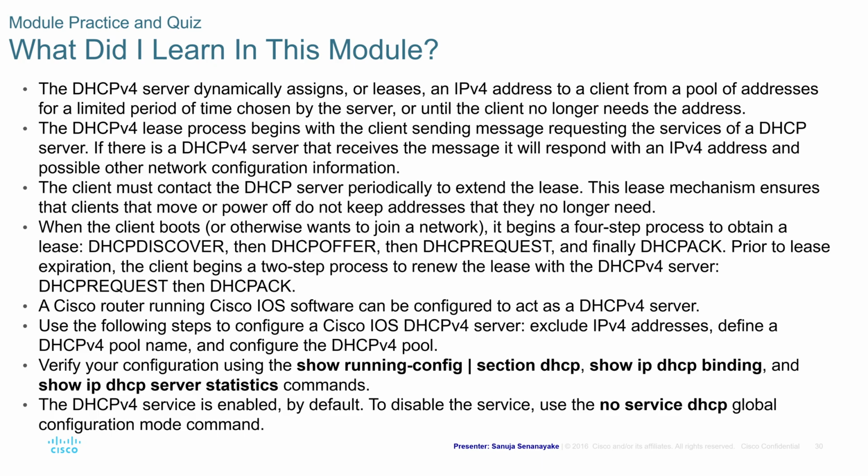When the client boots or otherwise wants to join a network, such as connecting to a Wi-Fi network or connecting your already booted-up computer to the network for the first time, it begins a 4-step process to obtain the lease. Those are DHCP discover, DHCP offer, DHCP request, and finally DHCP acknowledge. Please, if you don't remember these steps in order, remember the DORA. I mentioned DORA.